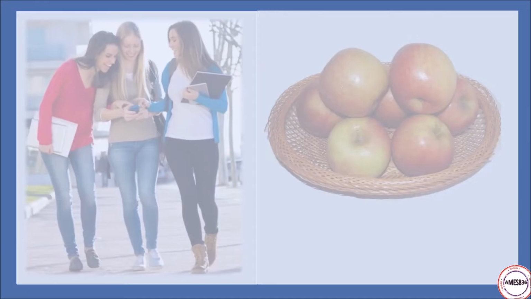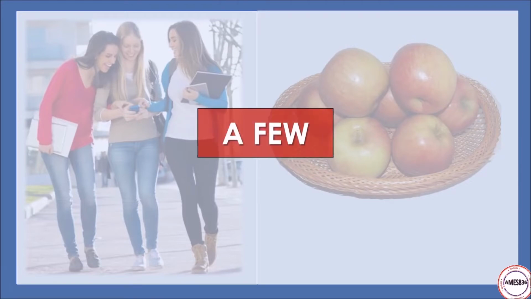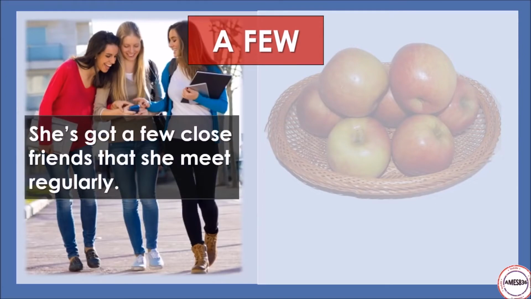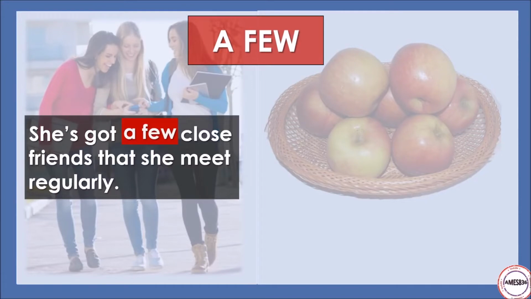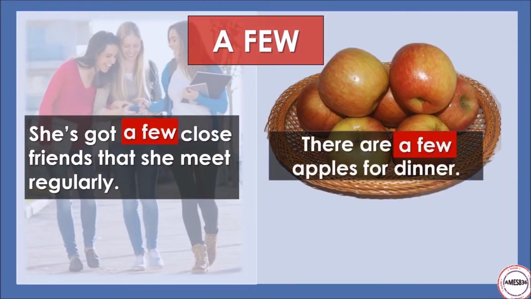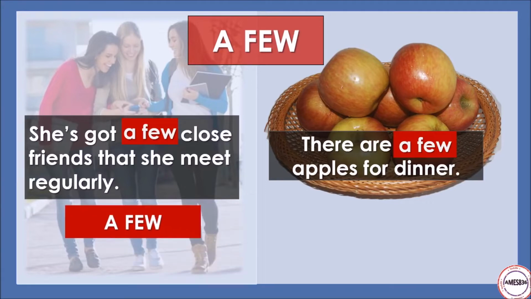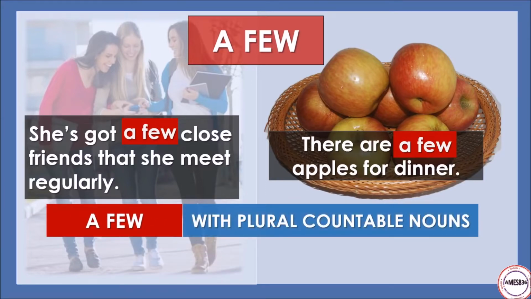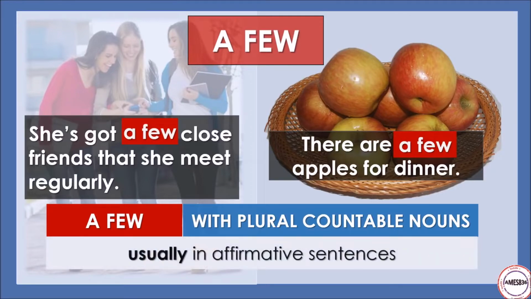Now, let's check out the quantifiers that express small quantities, starting with a few. She's got a few close friends that she meets regularly. This means she has enough friends. Not many, but enough. There are a few apples for dinner. Not many, but enough. A few is used with plural countable nouns in affirmative sentences.